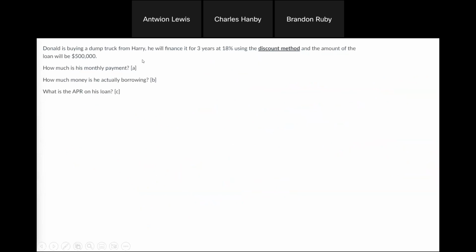Donald is buying a dump truck from Harry. He will finance it for 3 years at 18%. Using the discount method, the amount of the loan will be $500,000. All right. So how much is his monthly payment? So his monthly payment is just the 500,000 divided by the number of payments. So that'd be 3 times 12 or 36. So 3 years monthly. So $13,888.89. That's A.